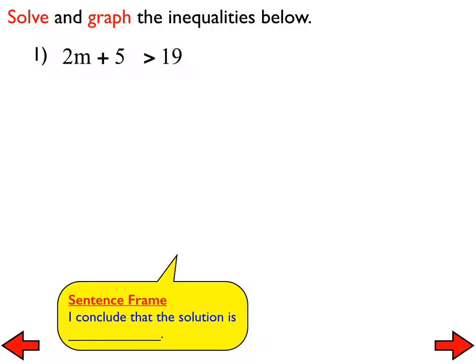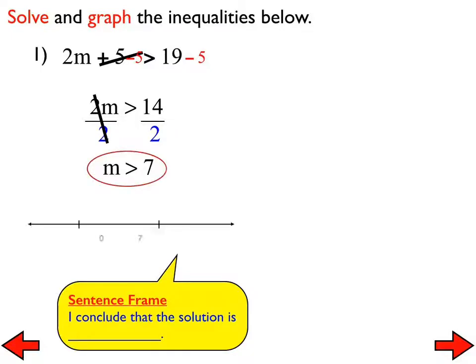Natalie, use the correct sentence frame. I concluded that the solution is m is greater than 7. That you concluded that the solution is m is greater than 7. Let's see if that's right. Divide both sides by 2, and that is correct. Very good. The graph is an open circle over 7. All the numbers greater than 7 are to the right of 7.